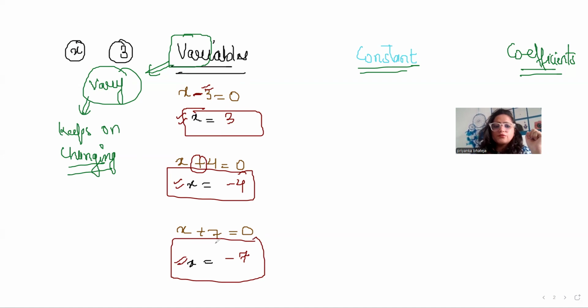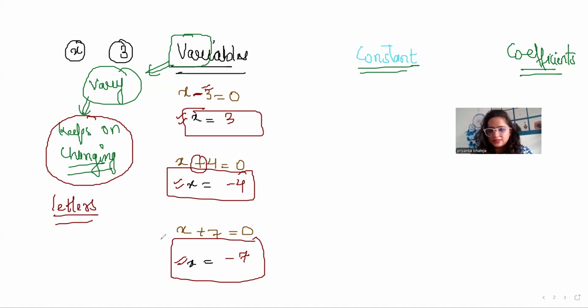So from there we understood one concept: the letters are known as variables because they always keep on changing. They don't have fixed values, so the letters are known as your variables. Understood this concept? Very good. Okay, let's move on to the constants.